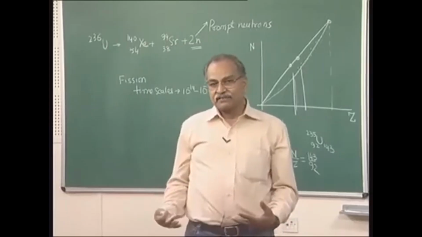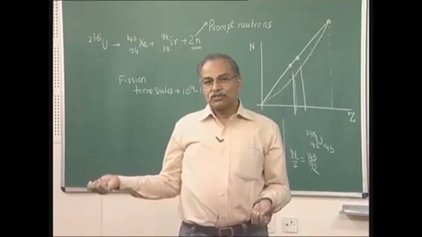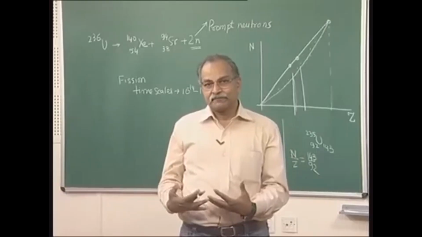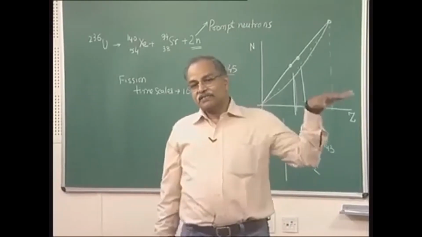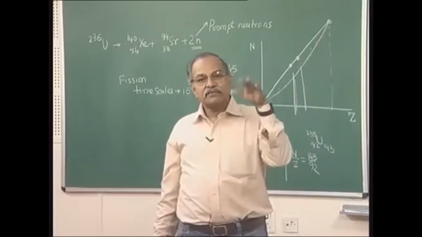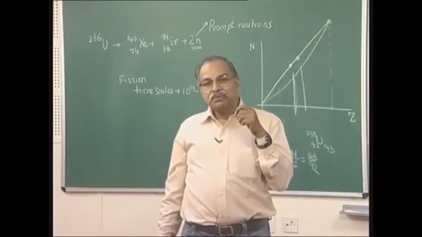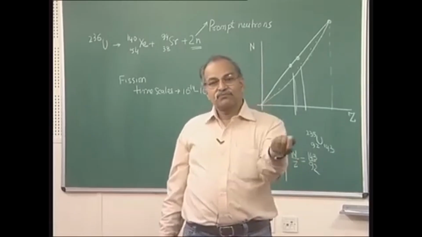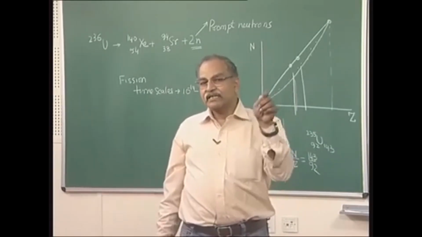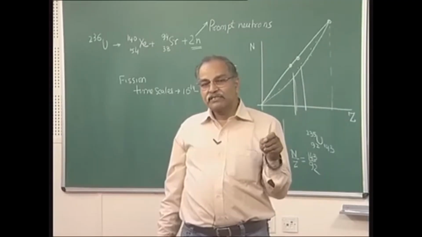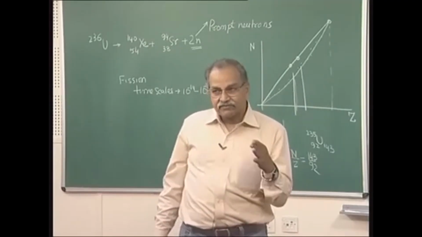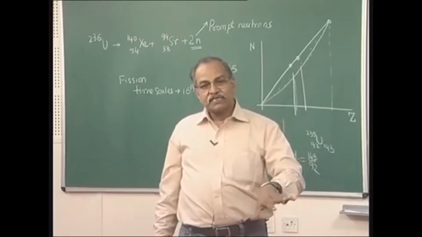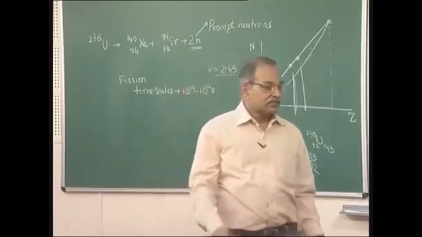But even after emitting those 2 or 3 neutrons, the 2 fragments that are created are still neutron rich. Still they are much above in that diagram, above the stability line, and therefore, they are beta minus active, because with more neutrons, a neutron wants to convert into a proton to reduce that N by Z ratio. So, they are beta minus active, and they decay, a beta particle is emitted, and they try to become stable.